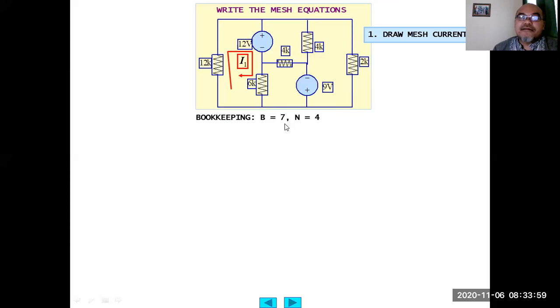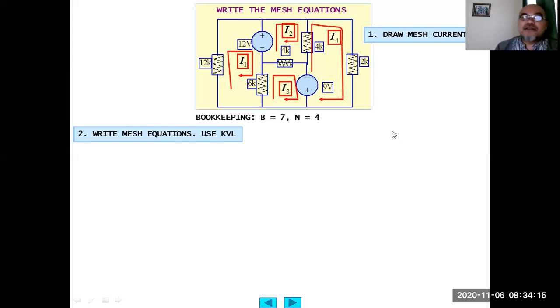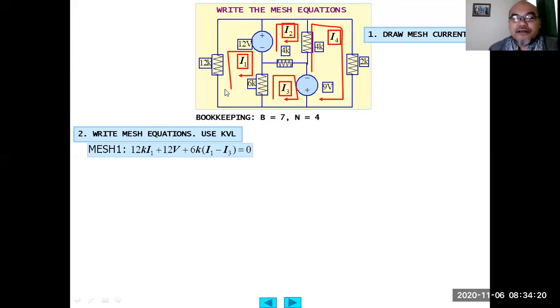We draw the mesh currents here. First is I1 in the leftmost mesh, then I2 at the middle upper part of the circuit, then I3, and finally I4 on the rightmost mesh. Then we write the mesh equation using Kirchhoff's voltage law. At mesh 1, 12 kilo ohm, so according to passive sign convention, 12 kilo ohm I1, the coefficient for I1 will be just this one, as well as here this one for 6K I1.